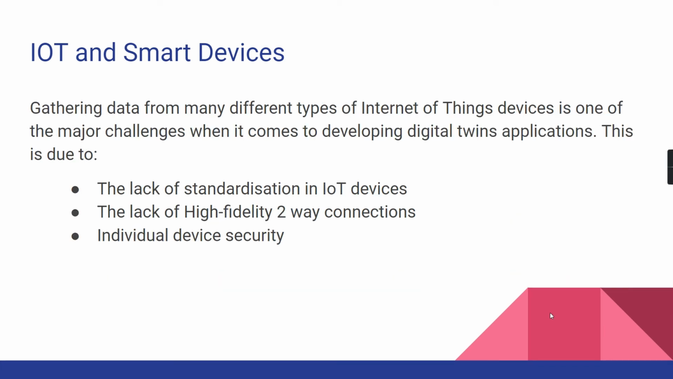There are a number of different challenges when it comes to using IoT devices, and these are due to a multitude of different things, but most commonly it's the lack of standardization between different IoT devices, the lack of high fidelity two-way connections for the accurate and timely flow of information, and individual device security is another major component when it comes to IoT devices.